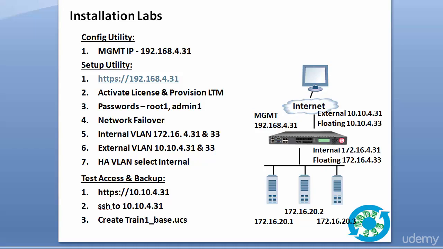For this lab, we're going to do our basic setup. We're going to assign our management IP. We're going to do our provisioning. We're going to set our passwords. We're going to set our internal VLAN, our external VLAN. Our HA VLAN will be set later in this course. We will set our backup and our access. And then we will create a base config backup.